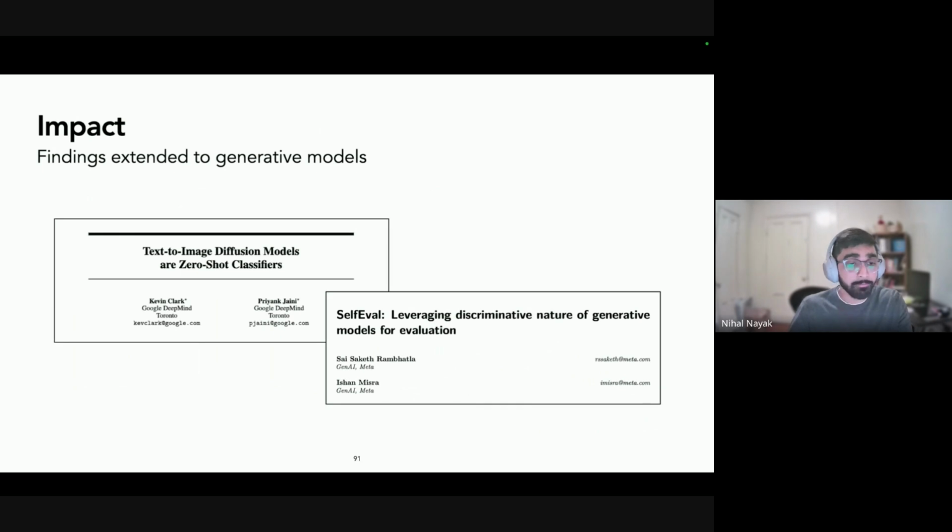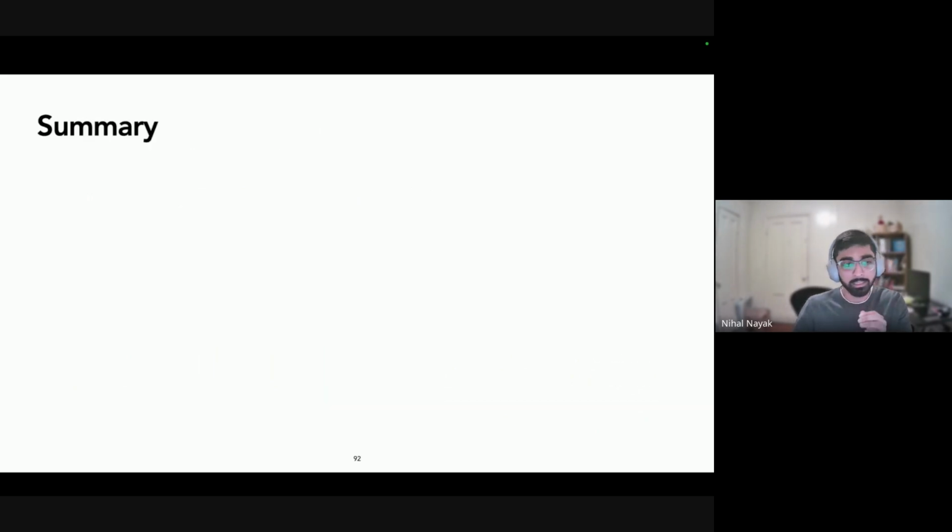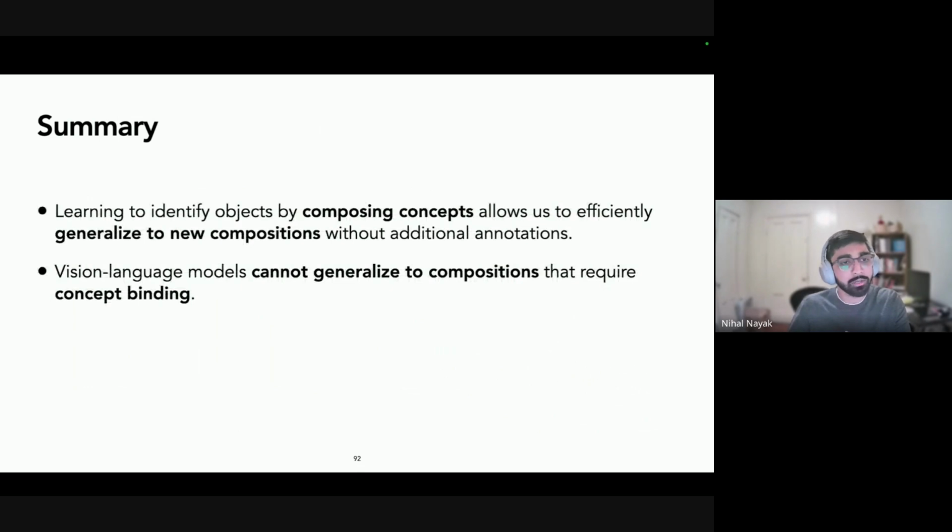This work has also been very impactful. People have extended our findings to diffusion models and found that diffusion models also suffer from such limitations. In summary, I showed you that learning to identify objects by composing concepts allows us to efficiently generalize to new compositions without additional annotations. Then I also showed you that current vision language models do not generalize to compositions that require concept binding.